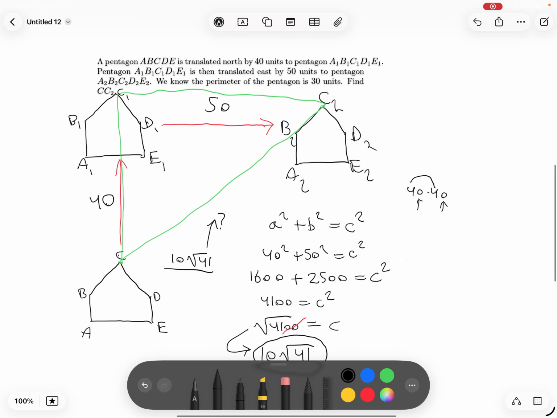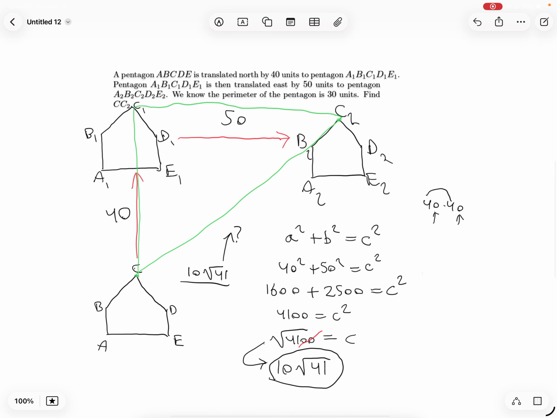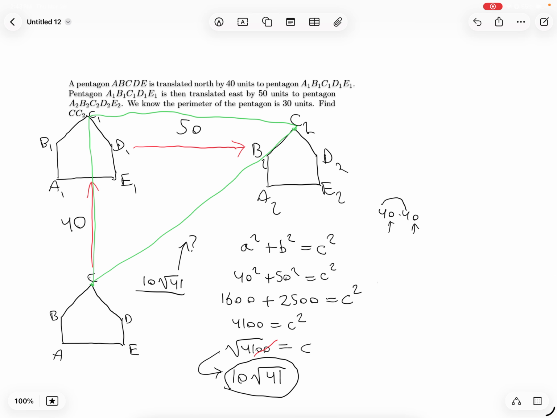So, essentially all we needed to do there was use the fact that translations preserve size and shape, and that each point in a shape that's translated is moved by the same amount as every other point. From there, we recognized that we have a triangle here, C1, C2. Then, we used the Pythagorean theorem to get the length of the hypotenuse of the triangle, given the lengths here, 40 and 50. Okay, and that's all for this geometry problem video.